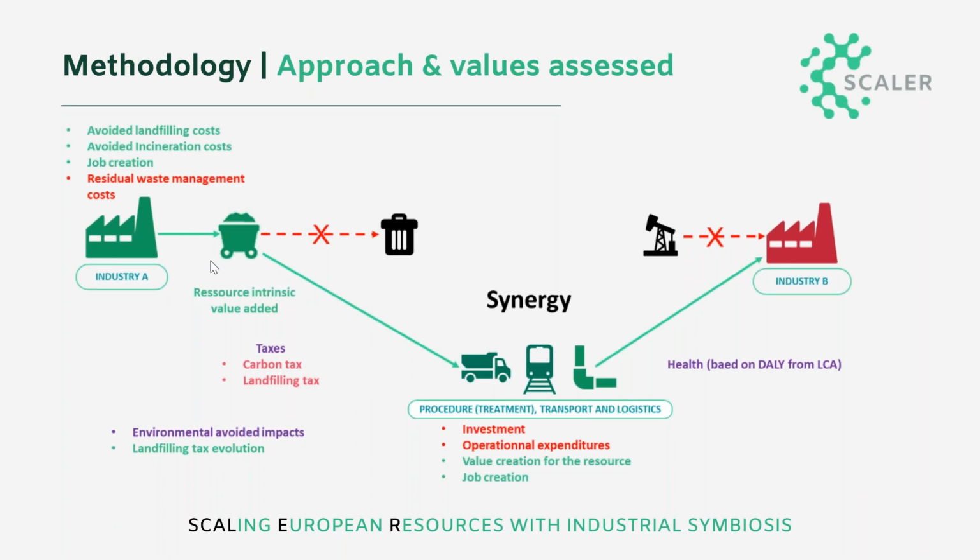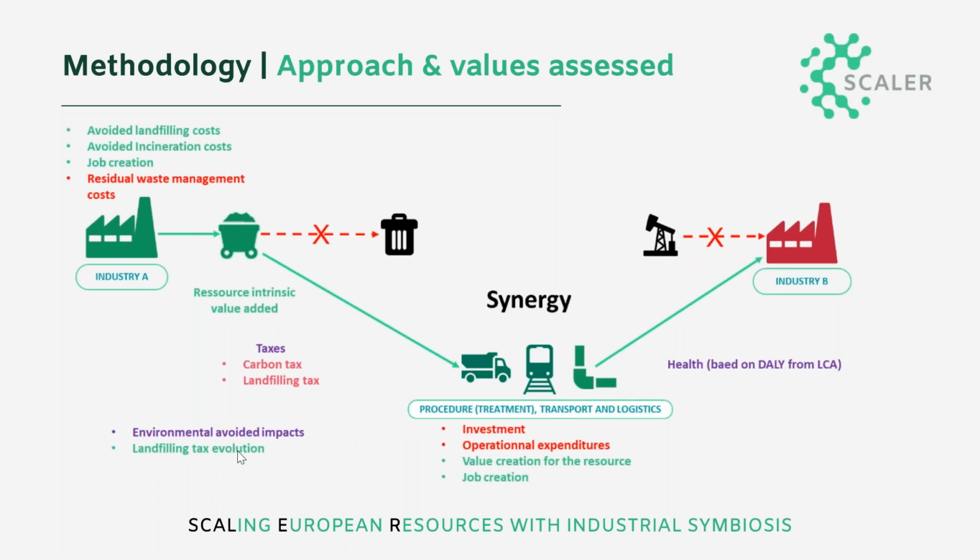So we consider that the waste does not have any intrinsic value, because it's a cost for industry A, and it's sent to a waste management solution, which is generally landfill or incineration. Converting this waste into a new resource, a second life resource, will increase the resource intrinsic value. So we calculate all associated avoided costs, like avoided landfilling costs and avoided incineration costs.